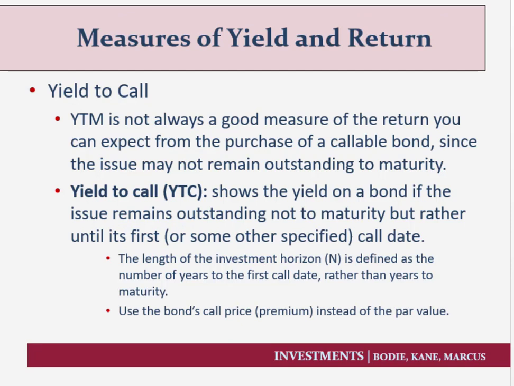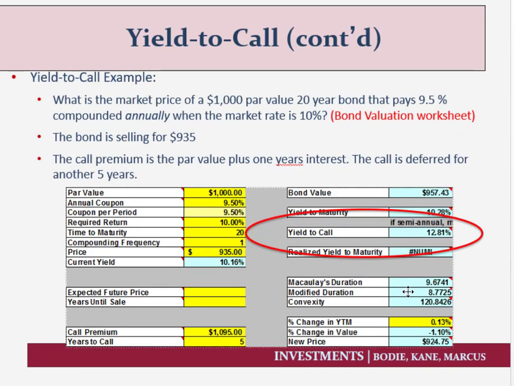What about yield to call, right? We talked about callable debt. We know that if a company wants to recall its debt, it's going to have to pay a call premium. There's a price it will have to pay. So what happens? In this case, this bond is at 9.5% annual, market rate's 10%, right? Selling for $935, and it can be called in 5 years. So in 5 years, the call premium, the price they'd have to pay, is $1,095. So we find out that the actual yield to call is 12.81%.